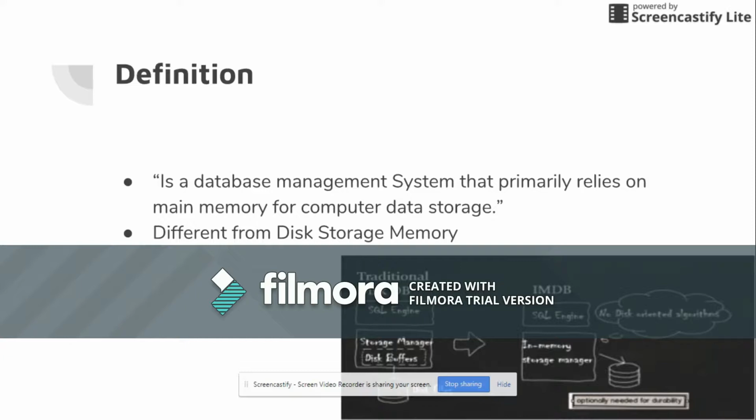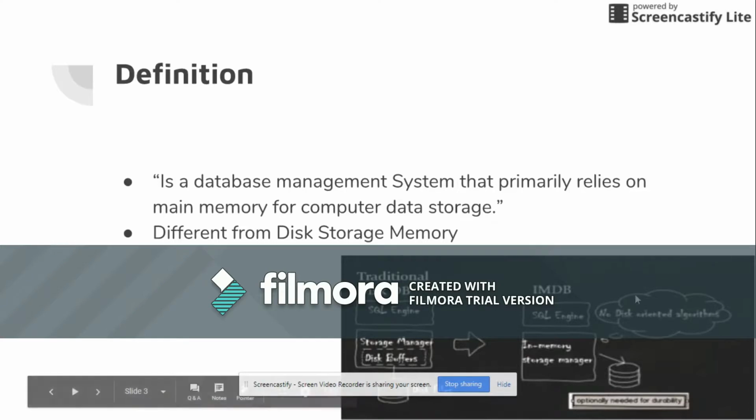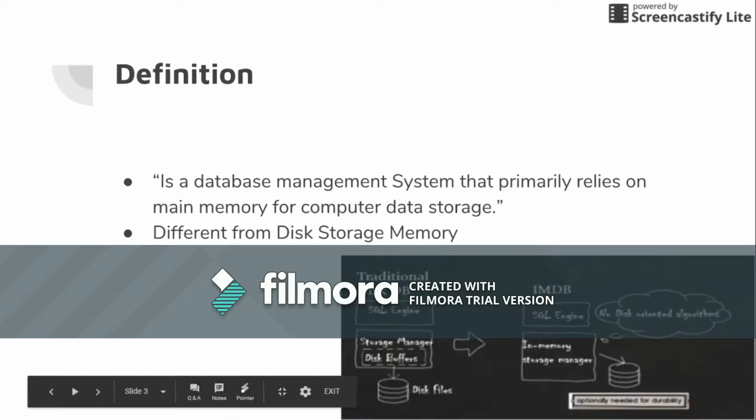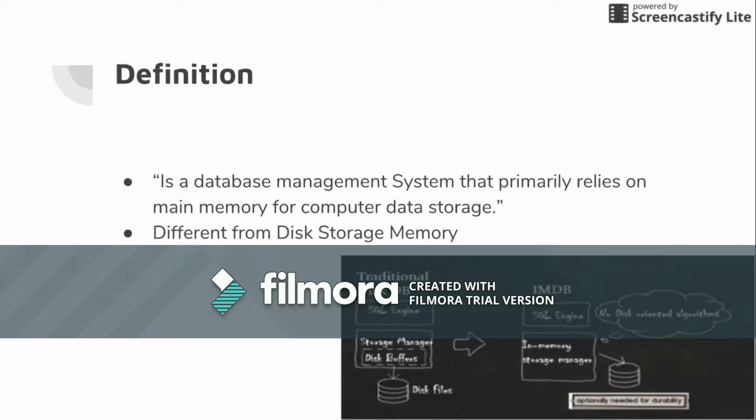As you can see, it's a little different from disk storage memory. As you can see from the graphic below, a disk storage stores all its memory on a disk drive, and in-memory has it on the CPU itself. And that's essentially the biggest difference between in-memory databases and disk storage databases. I'll probably tell you a little bit more about disk storage later on in this presentation.